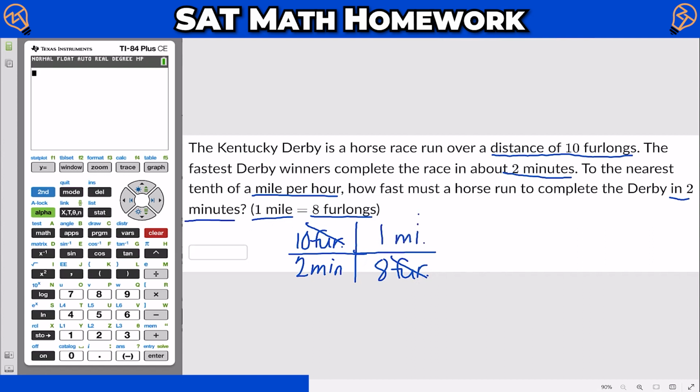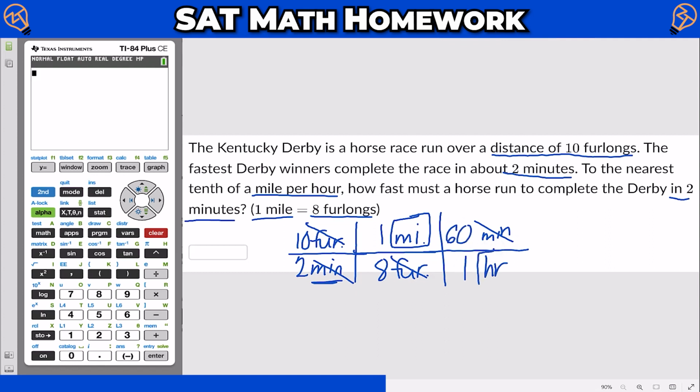So now we have our units in miles per minute, but I want it in miles per hour. So I'm also going to have to eliminate minutes, which means it has to be diagonal from it. We want hours to take its place. Well, we know 1 hour is 60 minutes. So now we have our units in miles per hour.